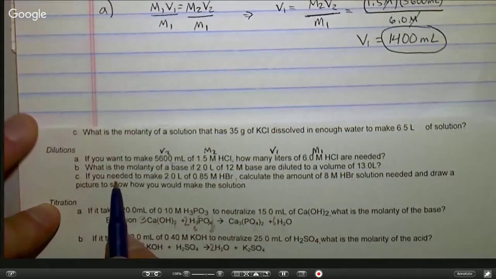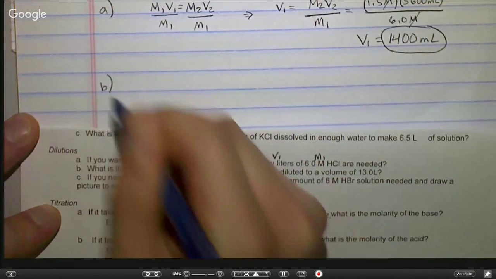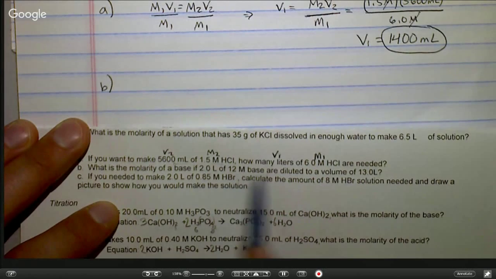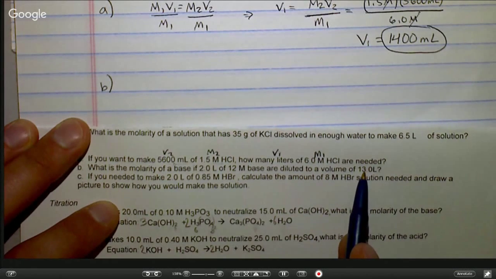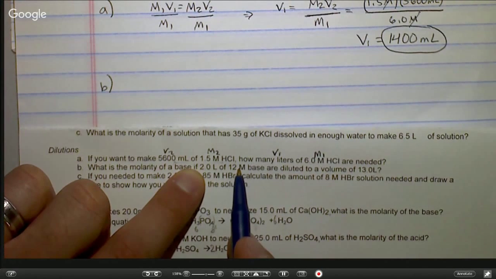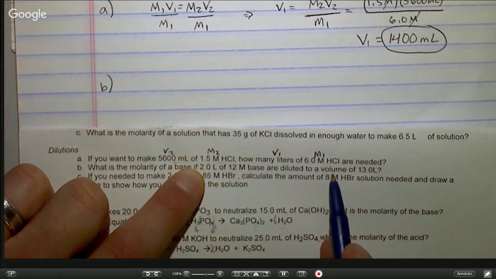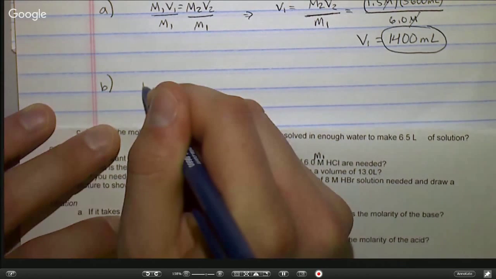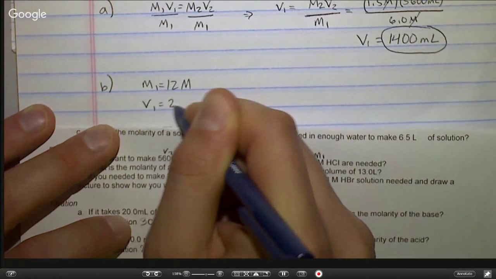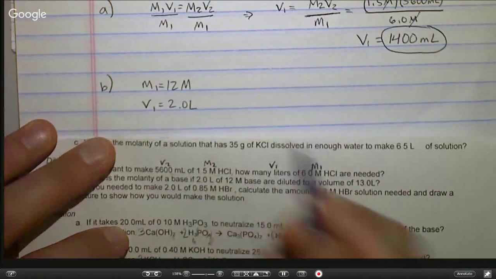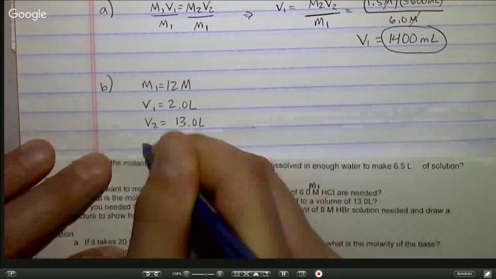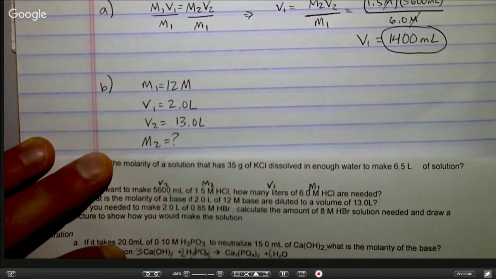Okay. In part B, molarity of a base if 2 liters of 12 molar base are diluted to a volume of 13 liters. Well, we have a small volume of something in high concentration, and then we are diluting the concentration to a larger volume. So M1 is 12 molar, V1 is 2 liters, V2 is 13 liters, and M2, we have no idea.